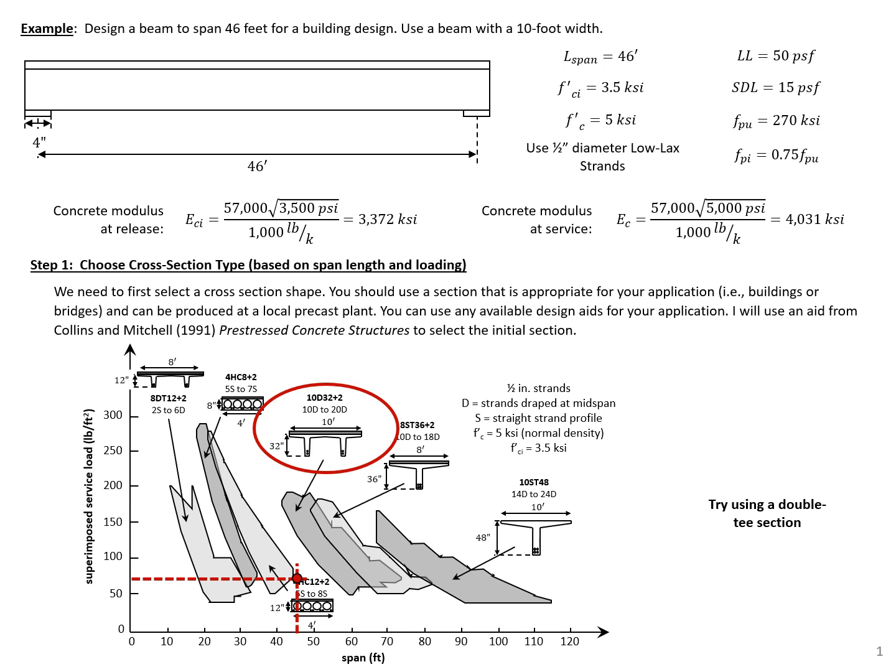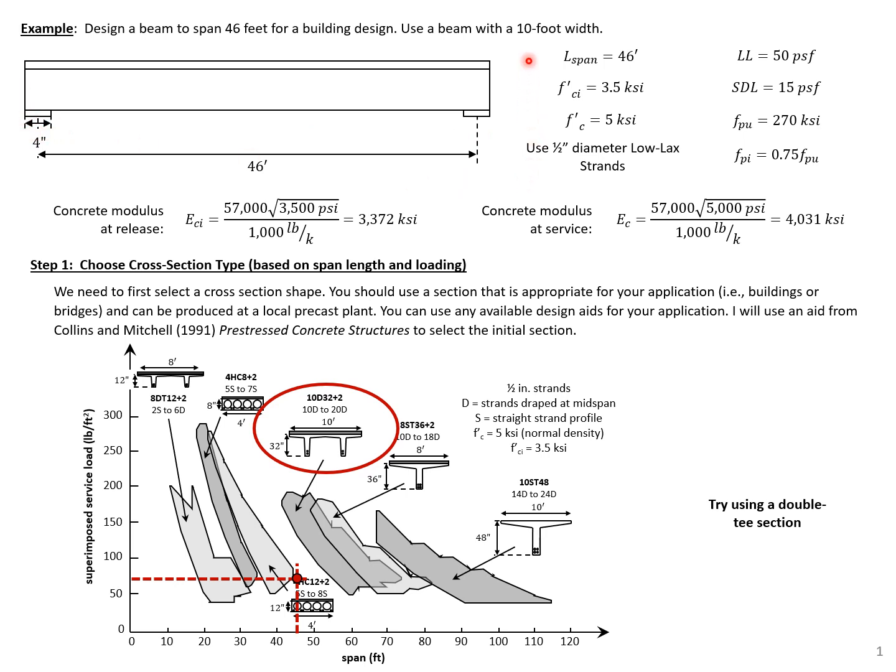In this example problem, we're going to design a beam to span 46 feet, and we're going to assume that this is a building design. We're going to use a beam with a 10-foot width. So you can see our center to center span length for our beam is 46 feet here, and we have 4-inch bearings that come up to the end of the beam on each end.